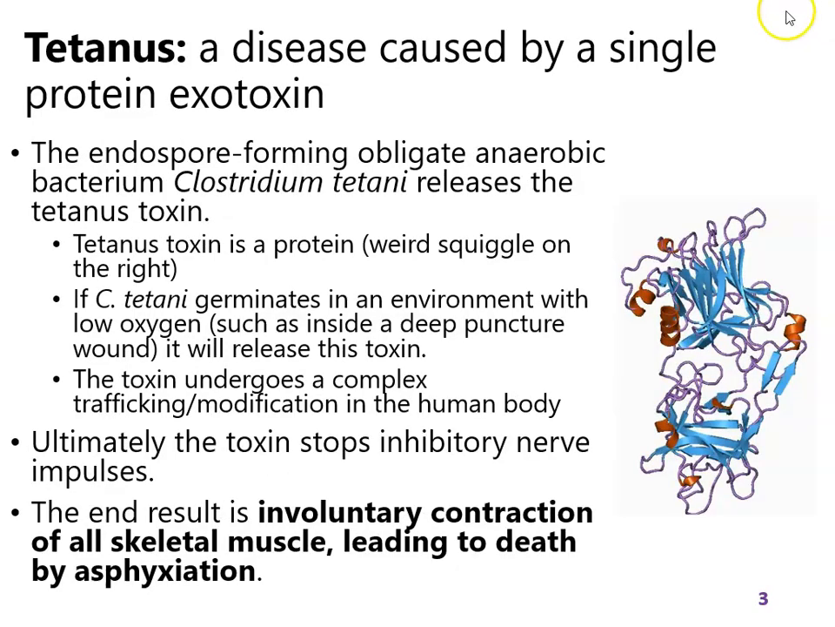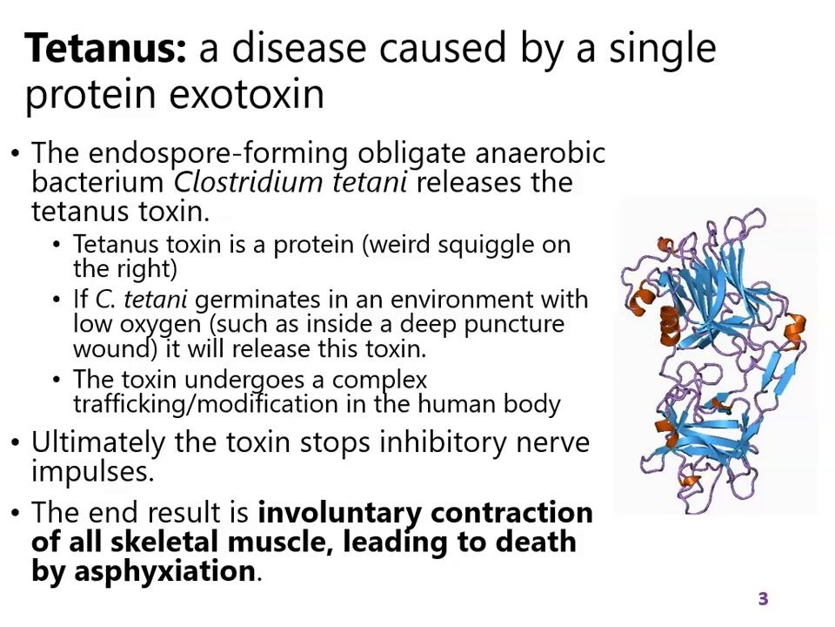So the first disease is tetanus, and this is caused by a protein, this protein exotoxin. You could philosophically say the disease is actually caused by the bacterium that makes the toxin, and that's also fine. You just have to understand where the signs and symptoms come from. So for Clostridium tetani, which is the bacterium that makes tetanus, Clostridium tetani is an endospore former, so it's very stable in the environment, and it's an obligate anaerobe, so it will only germinate in an environment with low oxygen, such as a deep puncture wound.